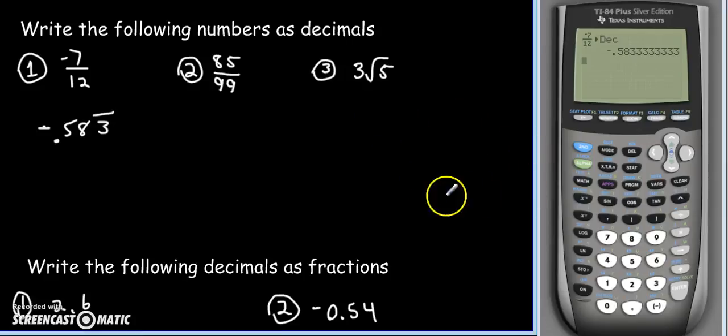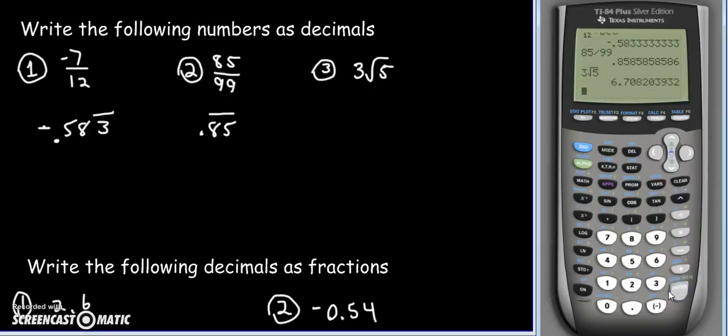We could also just do the division. For this one, we'll do 85 divided by 99. So that's 0.85 repeating. Now we notice there's a 6 here, but that must be a rounded number. You'll notice that the next number should have been 8, and that would have rounded up. 3 radical 5, we can enter into the calculator and determine its value. Press enter. That's 6.70820, and it's going to continue.